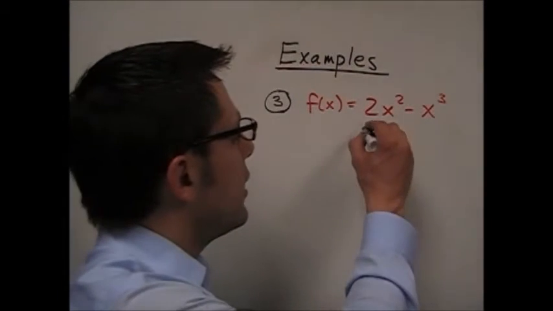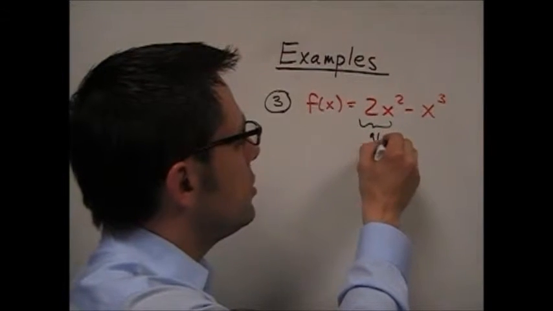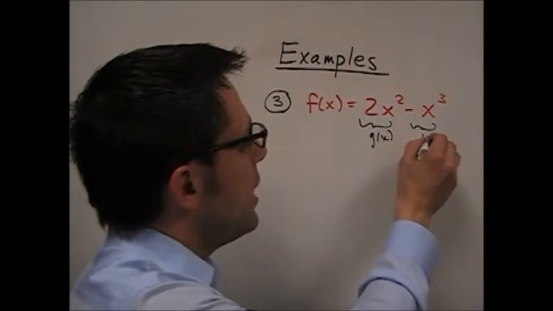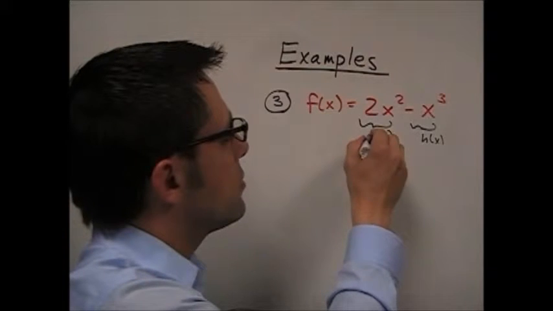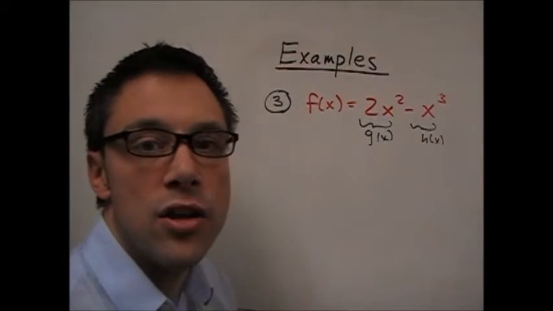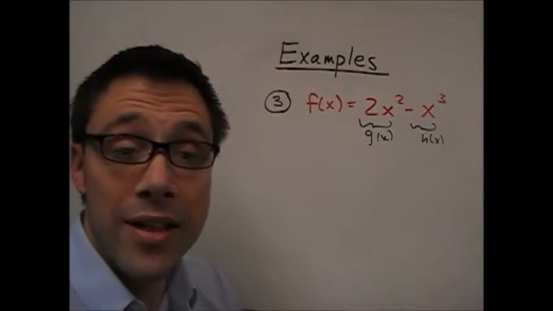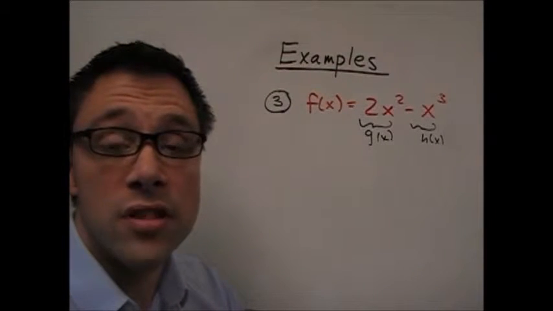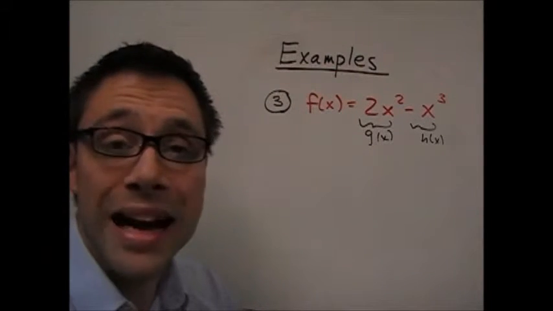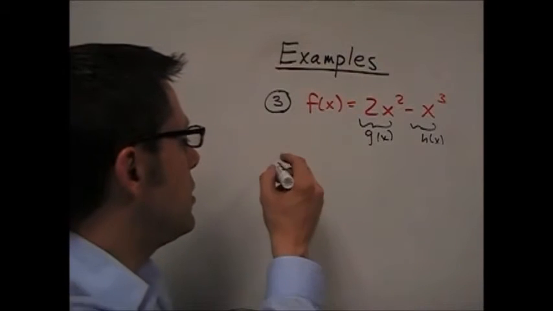So again, I can identify the pieces here. This is like my g of x, and this is like my h of x. So in some sense, f is really g minus h. But remember, by the difference rule, the derivative of f is simply the derivative of g minus the derivative of h. So let's go ahead and compute the derivative.